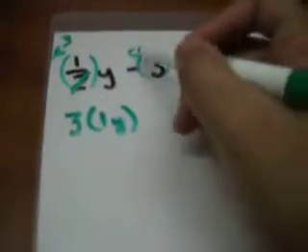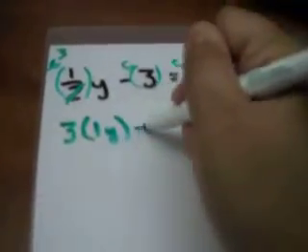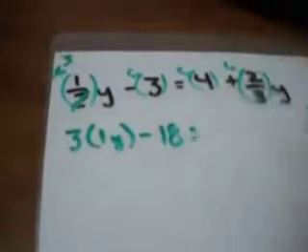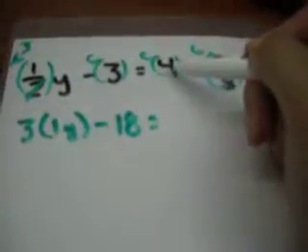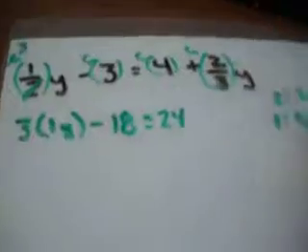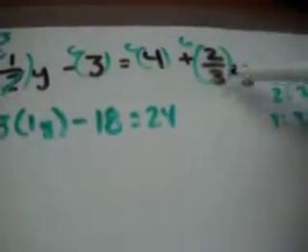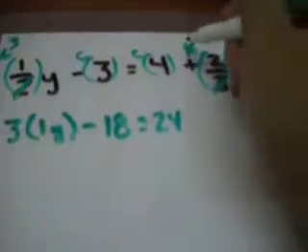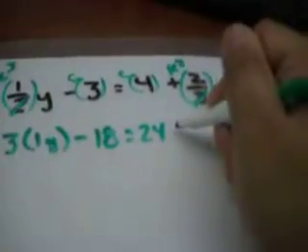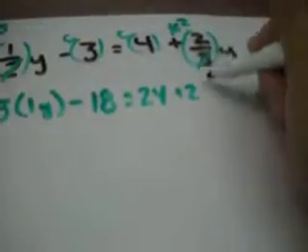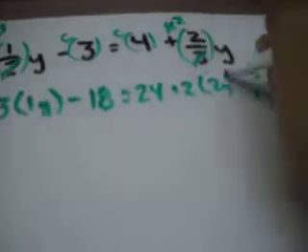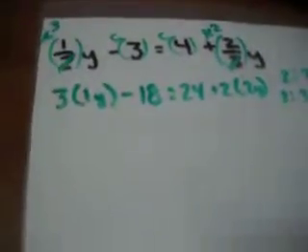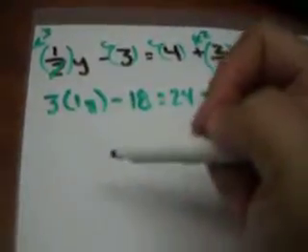Okay? 6 times 3, well, that's 18. Okay? 6 times 4, that's 24. And here, 6 divided by 3, well, that cancels out. 6 divided by 3 is 2. So I'm left with just 2, and then what's in the brackets? 2y. So now, let me clean this up a little bit.